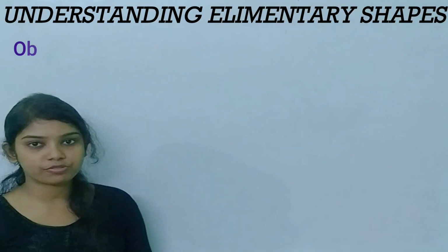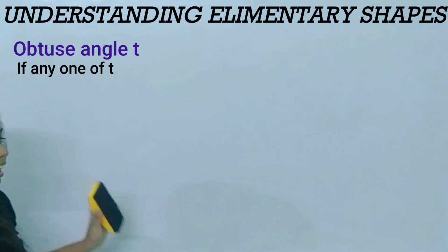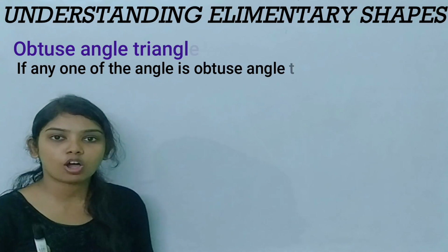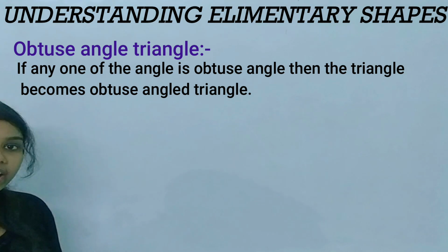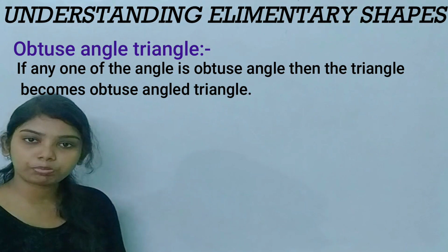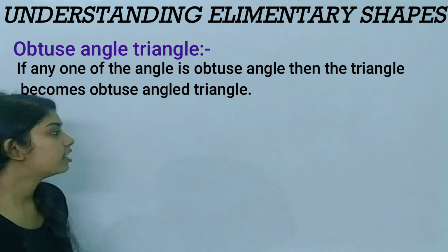Okay. The next type of triangle is the obtuse angle triangle. Here, if any one of the angles is an obtuse angle, it is called an obtuse angle triangle. अगर कोई एक एंगल भी एक ट्रायंगल में obtuse angle होता है तो उसे हम obtuse angle triangle कहते हैं.